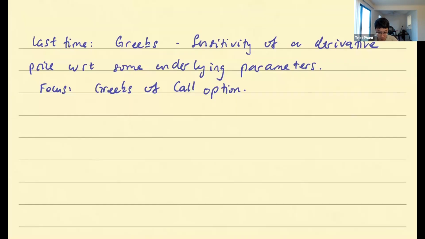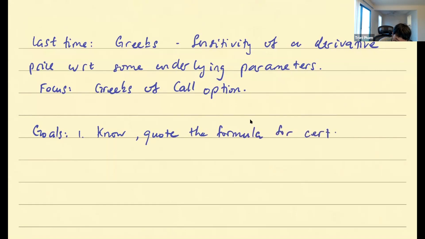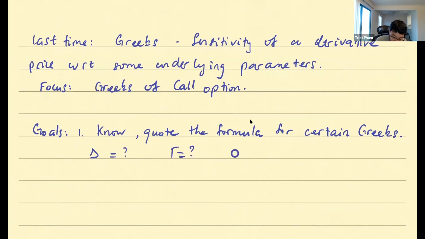All right. Questions so far? So the goals for you, first of all, is to be able to know, or quote, the formula for certain Greeks. I would say that if you ever do something along this business, you want to memorize the names: what does delta mean, what does gamma mean, what does theta mean, what does rho mean?